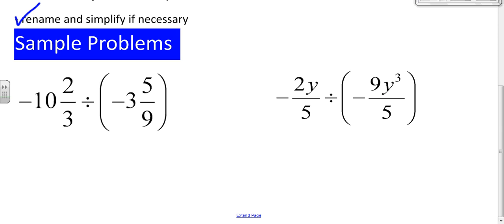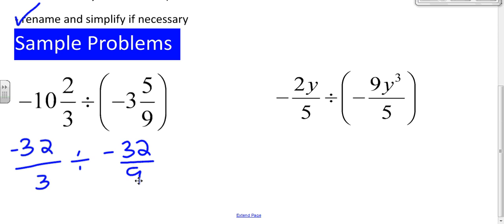So I've got negative 10 and 2/3 divided by negative 3 and 5/9. Just notice we got a negative divided by a negative, so my answer is going to be positive. I'm going to change these to impropers. 3 times 10 is 30. 30 plus 2 is 32. So I get negative 32 over 3 divided by 9 times 3 is 27. 27 plus 5 is, again, also a negative 32 over 9.